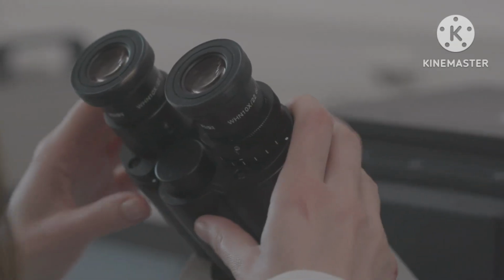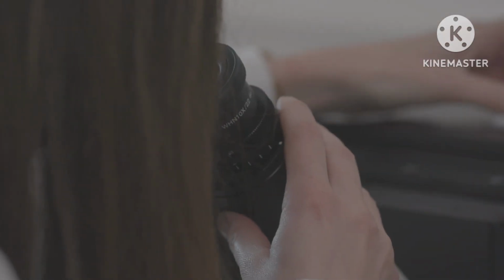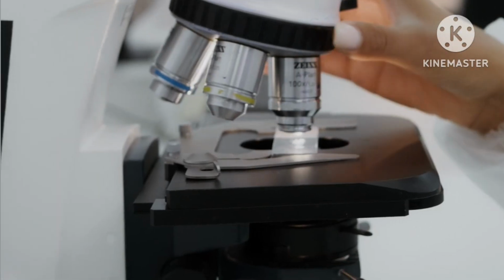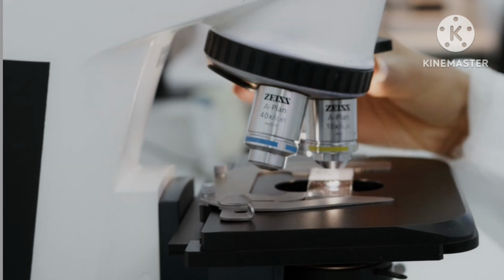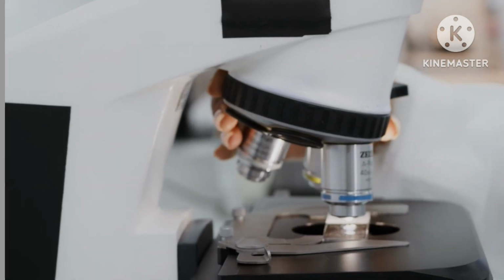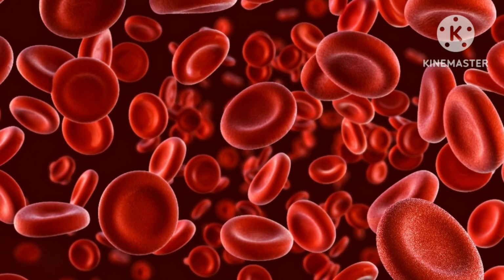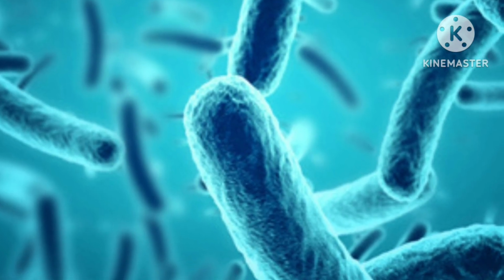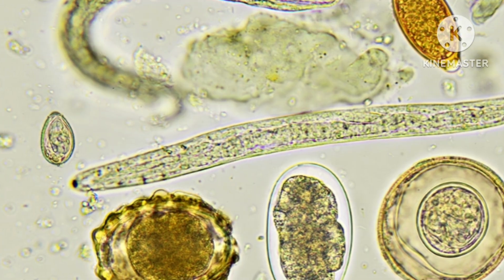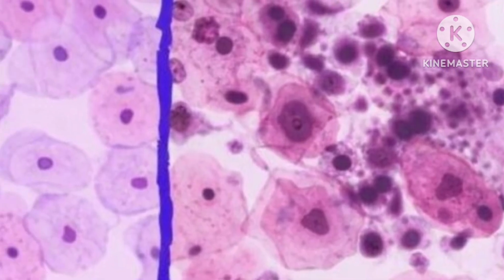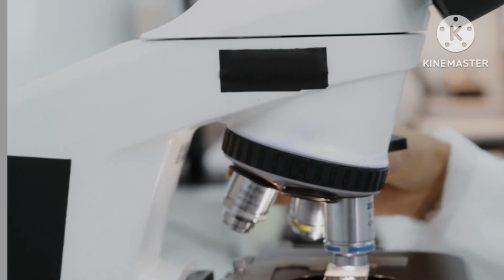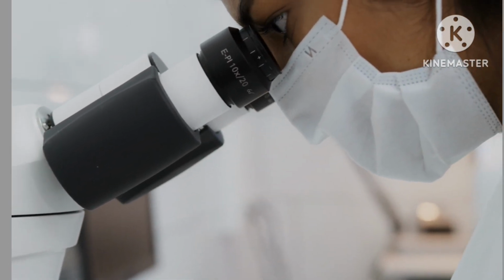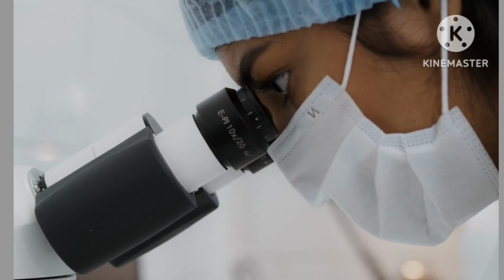Why do we need a microscope in the first place? Because many things that are important in medicine are microscopic. That means they are too small to be seen properly with our eyes. Think about this: red blood cells, white blood cells, bacteria, parasites, cells in urine or tissue samples. All of these can give us important clues about disease, but only if we can actually see them.